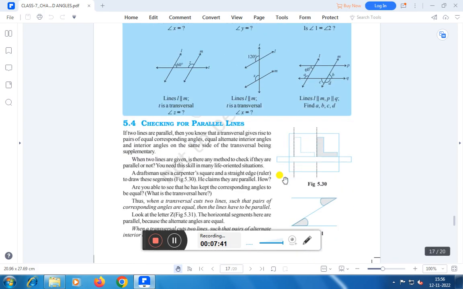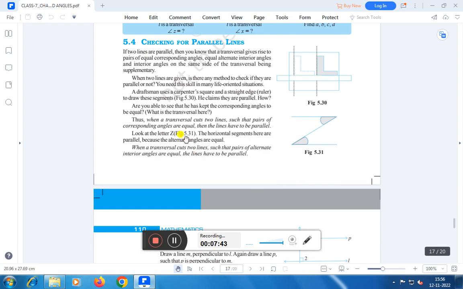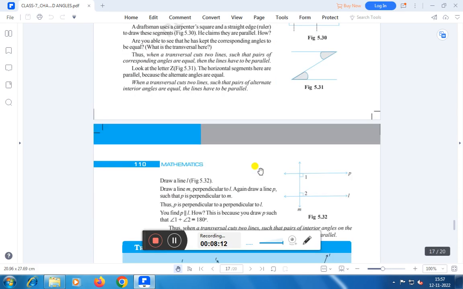Checking for parallel lines. Here you see. When a transversal cuts two lines such that pairs of corresponding angles are equal, then the lines have to be parallel. If the corresponding angles are equal, then you can say that the lines have to be parallel. Here you see, these are alternate angles, right? When a transversal cuts two lines such that pairs of alternate interior angles are equal, the lines have to be parallel. That means if the corresponding angles are equal, then the lines will be parallel. If the interior angles are equal, then also the lines are parallel, right?